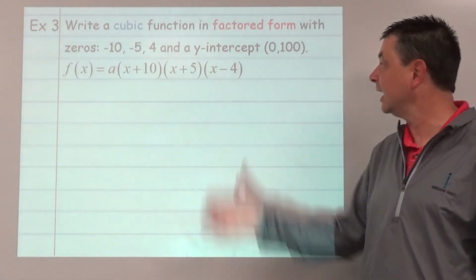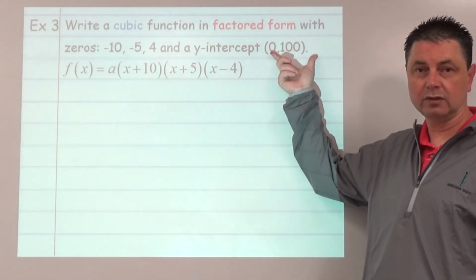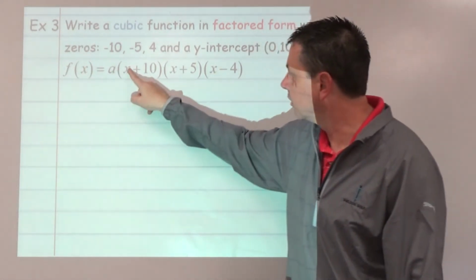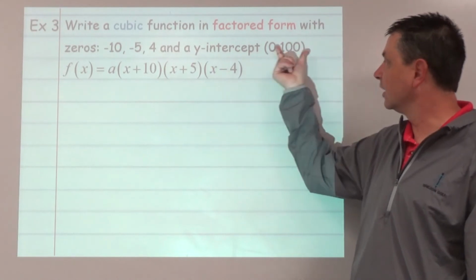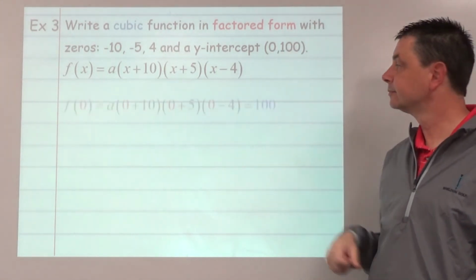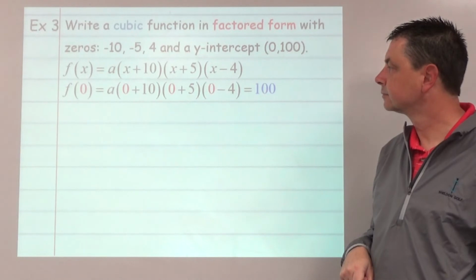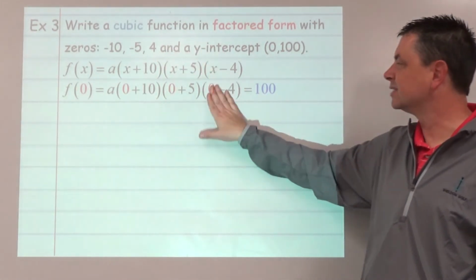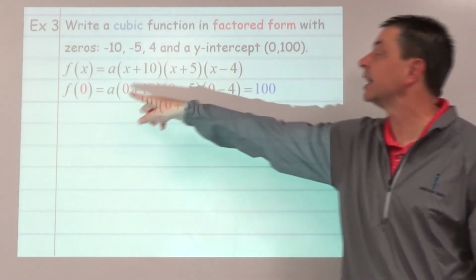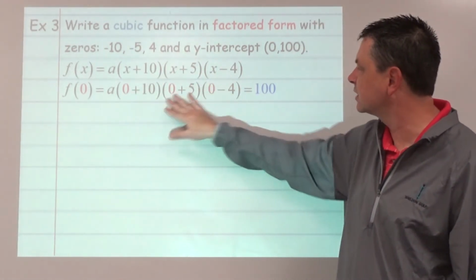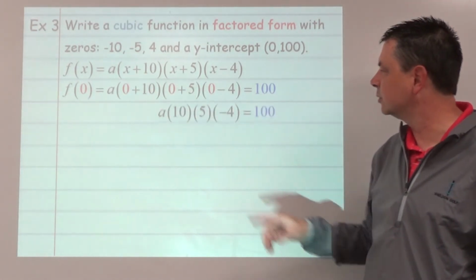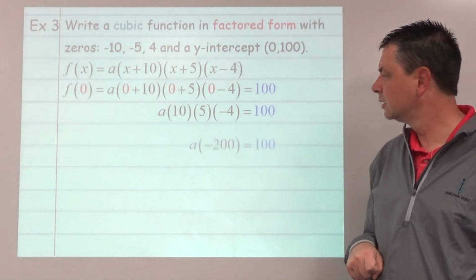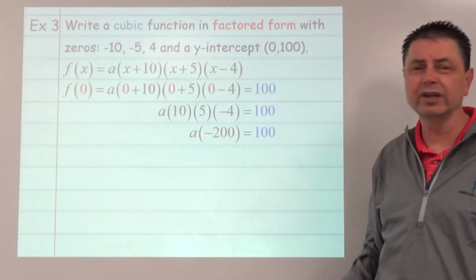How do we get a? We use the y-intercept. We're going to plug in a 0 for x's. So there, there, there, there. It'll all equal 100. So we're talking about 10 times 5 times negative 4 times a. So it'll be a times, I think this comes out to be negative 200. So a times negative 200 equals 100.